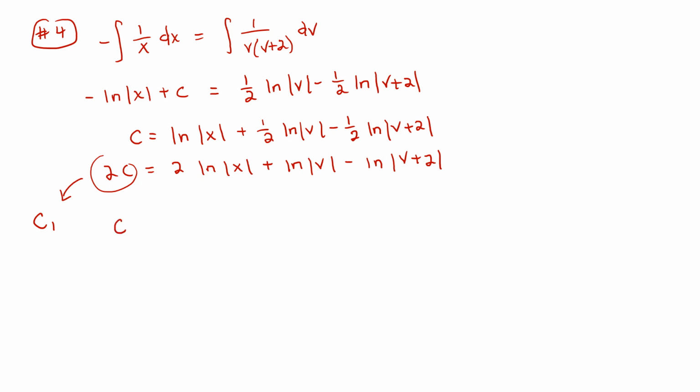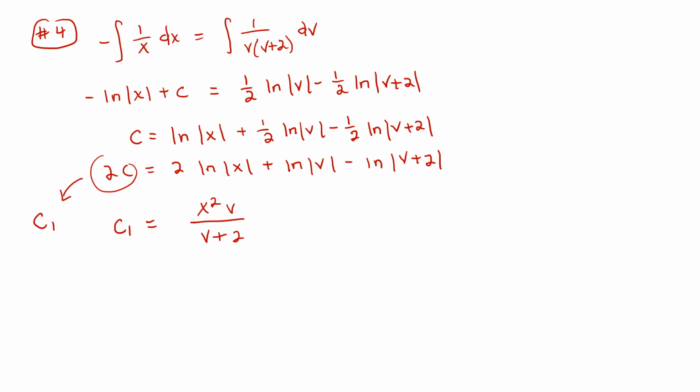So C1 will equal, and now this right-hand side I can rearrange using log properties. So the 2 will move to the power, so that'll be x squared, plus, so I'm multiplying, and then subtracting v, so I'll divide, plus 2. Okay.